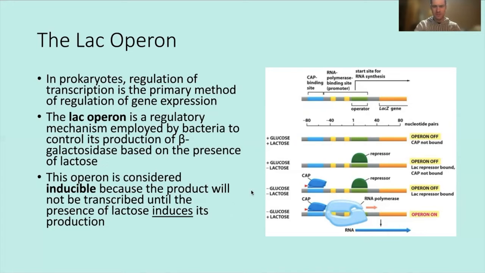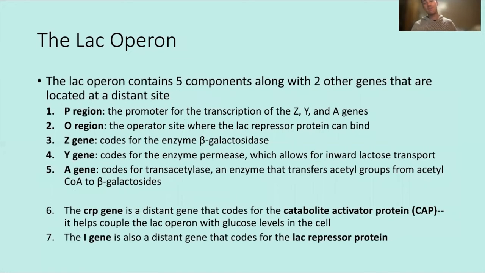Basically, the Lac Operon is a way that bacteria can efficiently regulate the production of certain enzymes, because they need beta-galactosidase to break down lactose. But if there's no lactose in the environment, then it doesn't really make sense to be producing this because it uses a lot of ATP. So they've developed this sort of negative feedback mechanism, and it's very efficient and very energy saving.